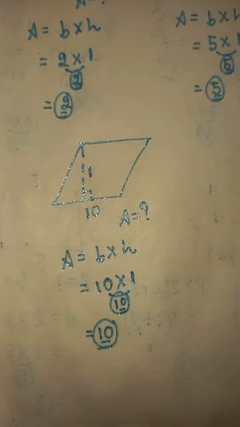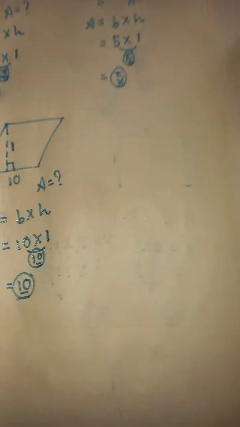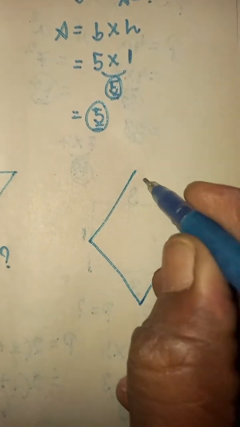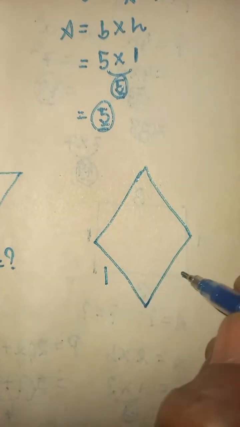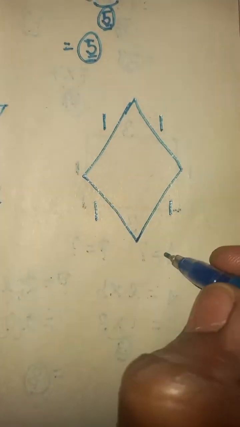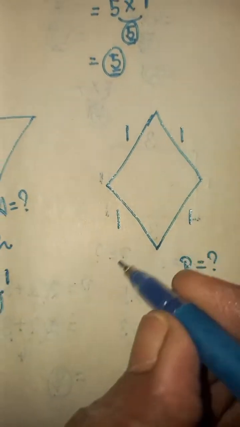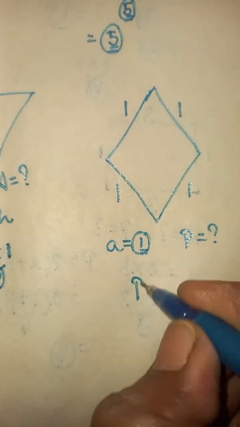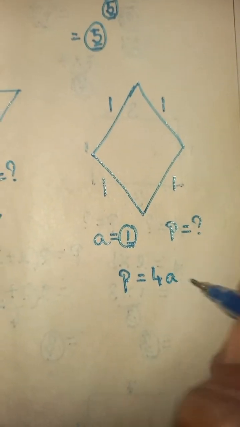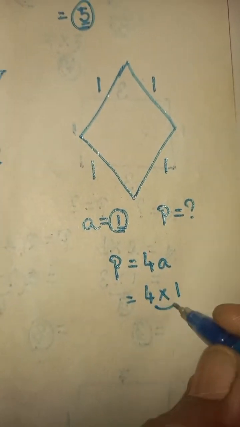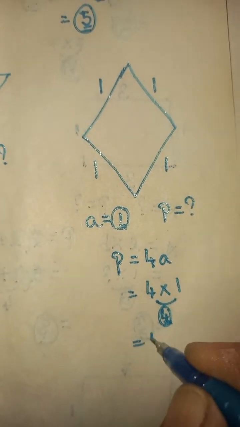Let me tell you about the next shape, which is the rhombus. If you take any rhombus, all sides of the rhombus are going to be equal. When all sides are equal, you need to find out the perimeter of the rhombus. They give the side length, and you can do it. Perimeter of a rhombus is 4 times side length, and here the side length is 1 unit. 4 times 1 is 4 units.